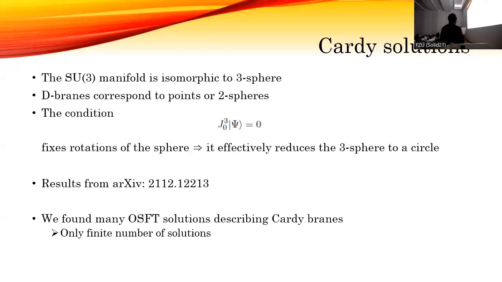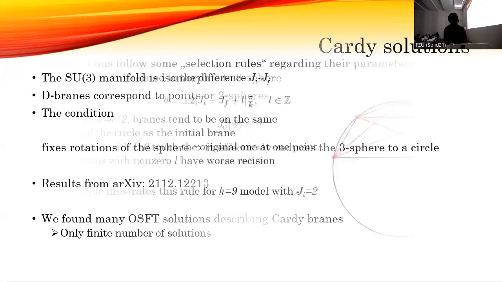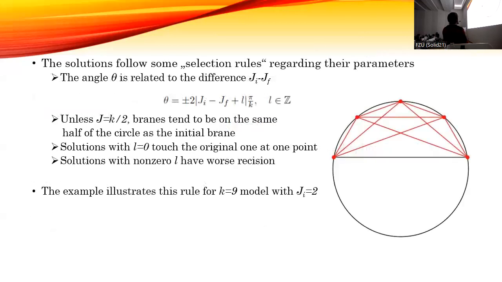Next I will mention the main results from this paper for the Cardy solutions. We find many solutions that describe Cardy branes, but out of the possible infinite number of solutions, which should form continuous families, we find only a finite number. The solutions which we find follow some selection rules, which say that this angle is related to the difference between the initial and final value of this parameter, which can be shifted by some integer.